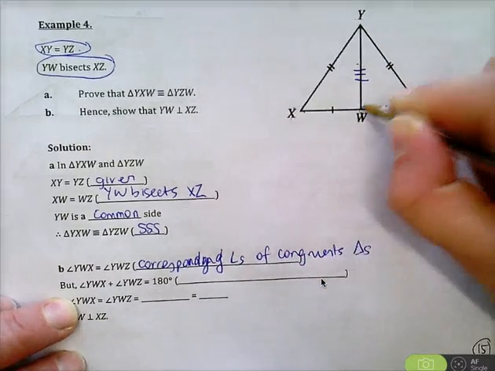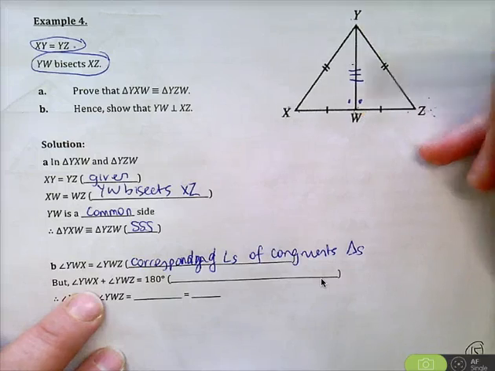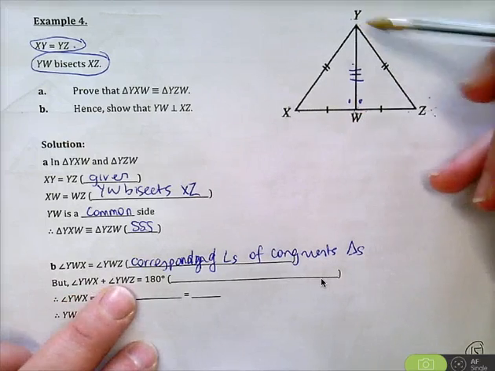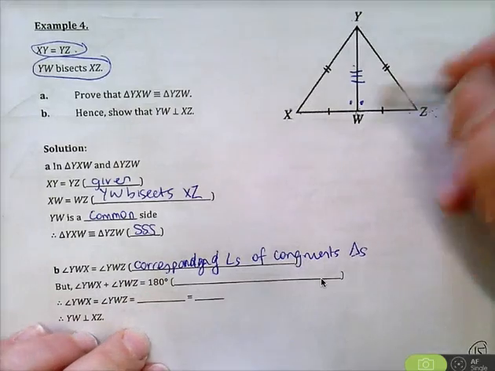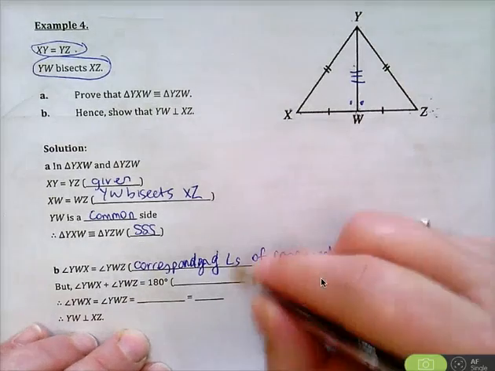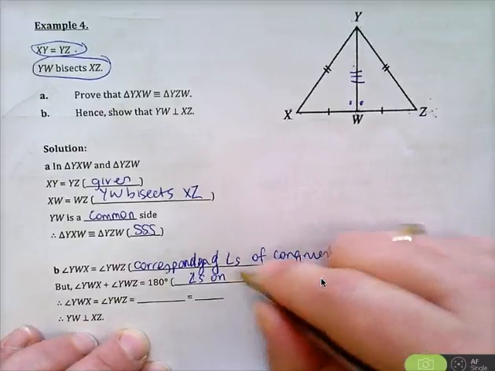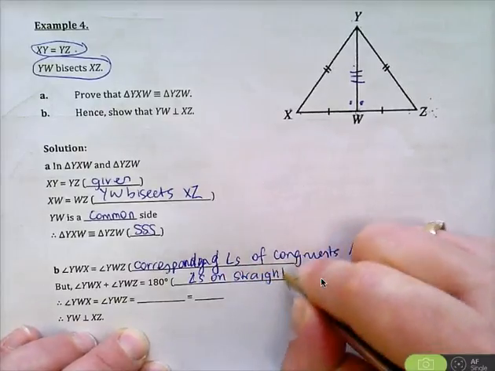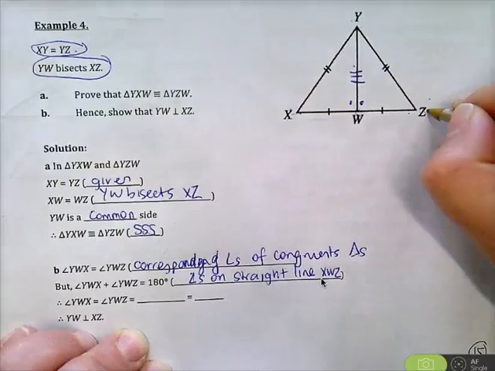But I've got that they're equal, girls, but angle YWX plus angle YWZ is equal to 180. Why am I saying that they're equal to 180? Because they're on a straight line. So you can either write supplementary angles or angles on a straight line. And the straight line is XWZ. See how it passes through those?